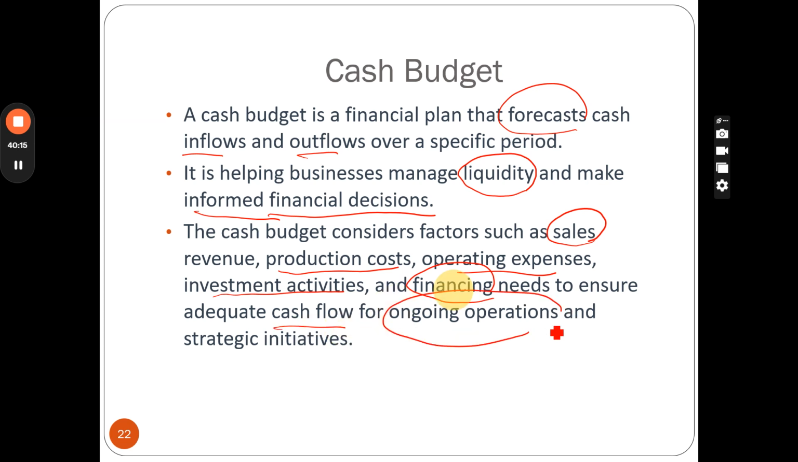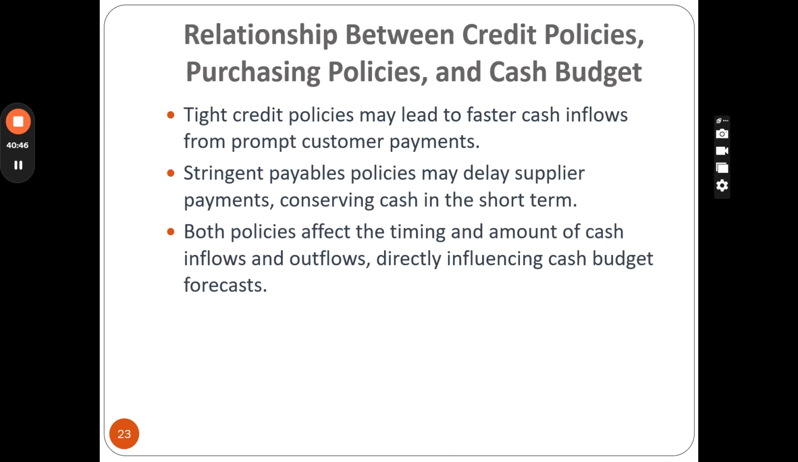For ongoing operation. So you may be having some operation that is going to have in the future, and how much you are going to have fund against these operations. And maybe you have some strategic initiative, you are going to launch a new product, or maybe you are going to develop to a new geographical area. So how much cash you need for all these things? So based on this cash budget, you can make a better decision in terms of all these things.